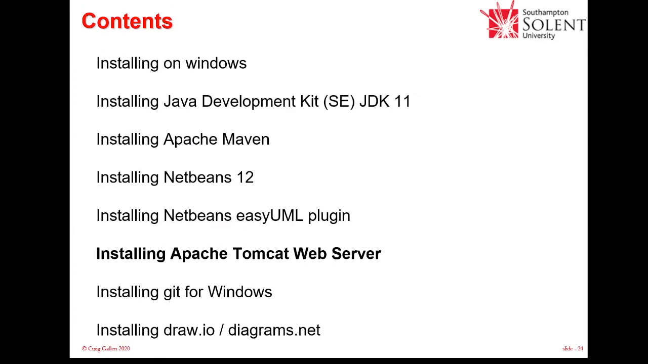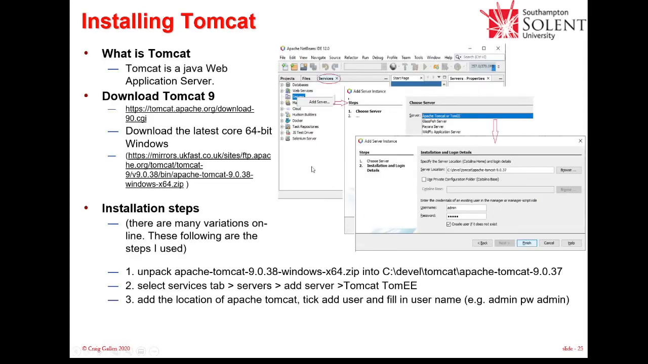So now we're going to talk about how to install the Apache Tomcat web server, which previously would have come packaged with Netbeans, but now is packaged separately, and so we need to install it separately. But this is quite easy. To install Tomcat, firstly, just to say that Tomcat is a Java web server. It's called a web application server, and it serves Java server pages, which we're going to be using in this project.